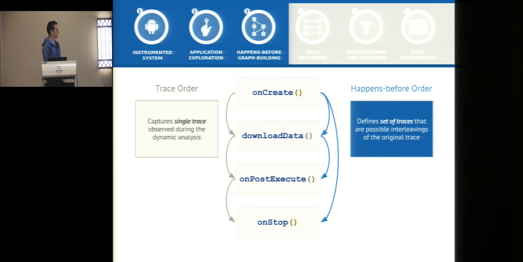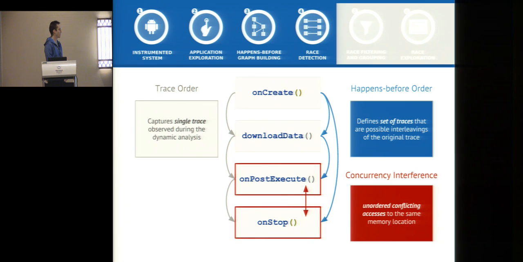Similarly, there is an edge between these two events, but there is, for example, no edge between these two. And in the next step, what we do is that we look at all the events which are unordered and which conflict.